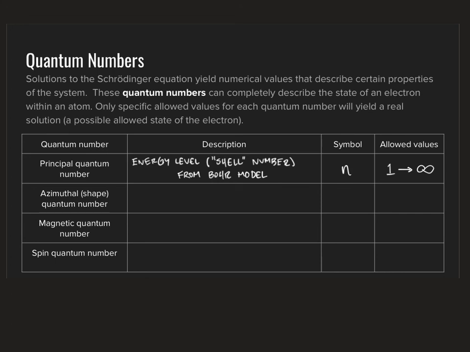Moving on. Our next quantum number is what we refer to as the azimuthal quantum number, or the shape quantum number. This describes essentially the shape of the orbital, those s, p, d, and f orbitals. And we use the symbol l to symbolize the azimuthal quantum number. And the values of those range between 0 for an s orbital up to a highest possible value of n minus 1, where n represents the principal quantum number. So for an s orbital, the azimuthal quantum number is 0. For a p orbital, it's 1. For a d, it's 2. For an f, it's 3, and so on and so forth.